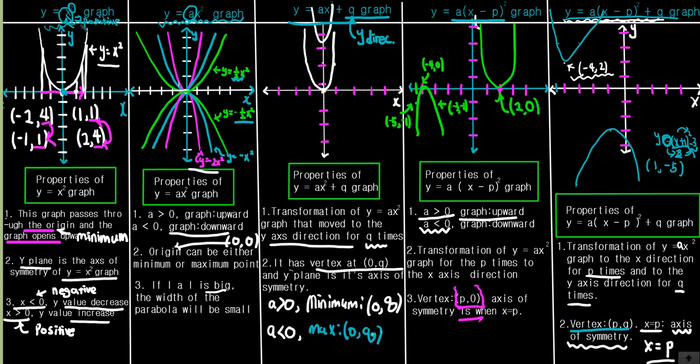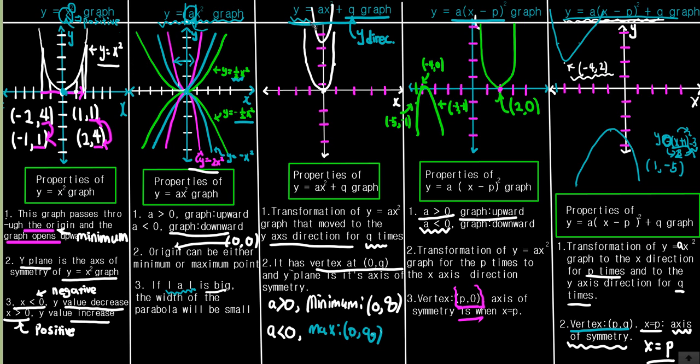And it was a basic format; this is an advanced format of the y is equal to x squared graph. And we need to remember that the origin, which means 0, 0, can be either a minimum or maximum point, depending on our a value's sign. And we also need to remember that if the absolute value of a is big, the width of the parabola will be small, like this case.